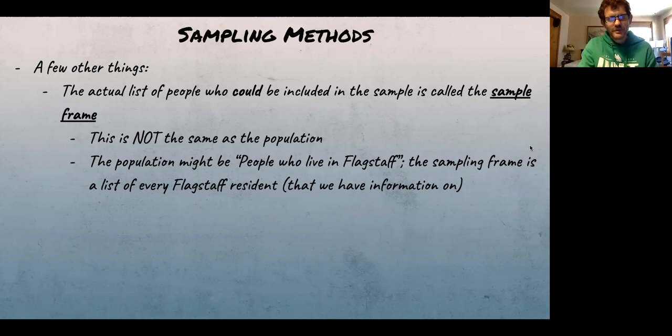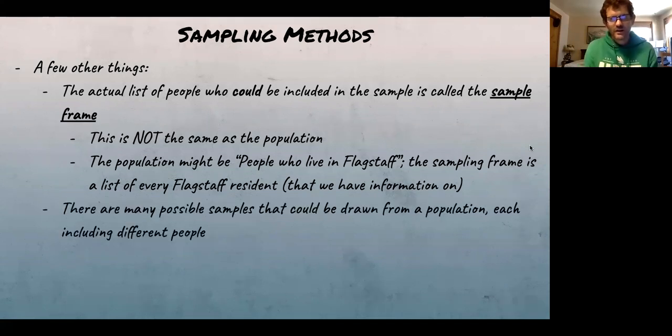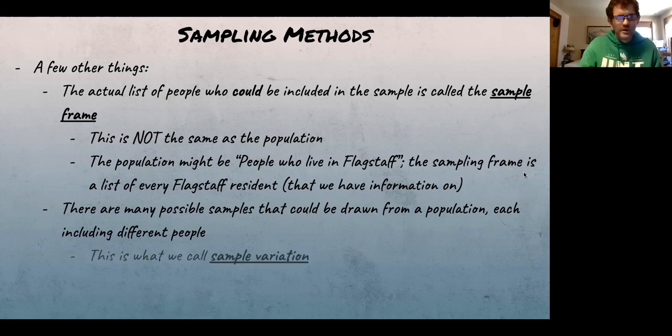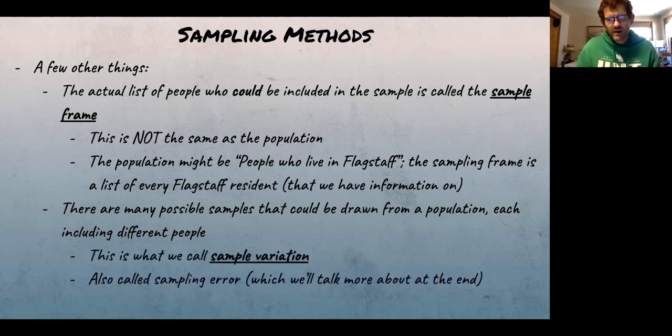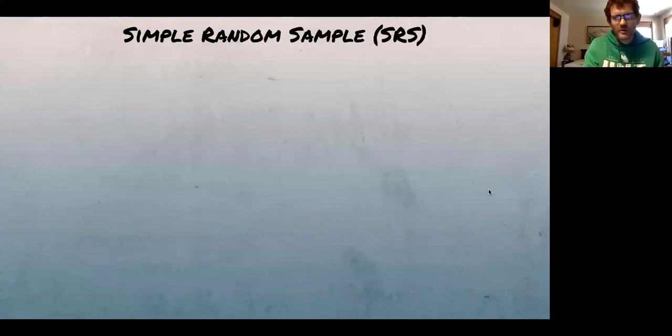Okay. Now, you could draw a lot of samples from a population. So if I had all of you in this class, about 20, get a sample of Flag High students, none of you would have the exact same sample. And when you get that, it's called sample variation. It's a natural thing, as you are well aware. It's also called sampling error, and we're going to come back to that at the very end. So I just wanted to throw that out right now, but we're going to come back to the idea of sampling error right at the very end of class.